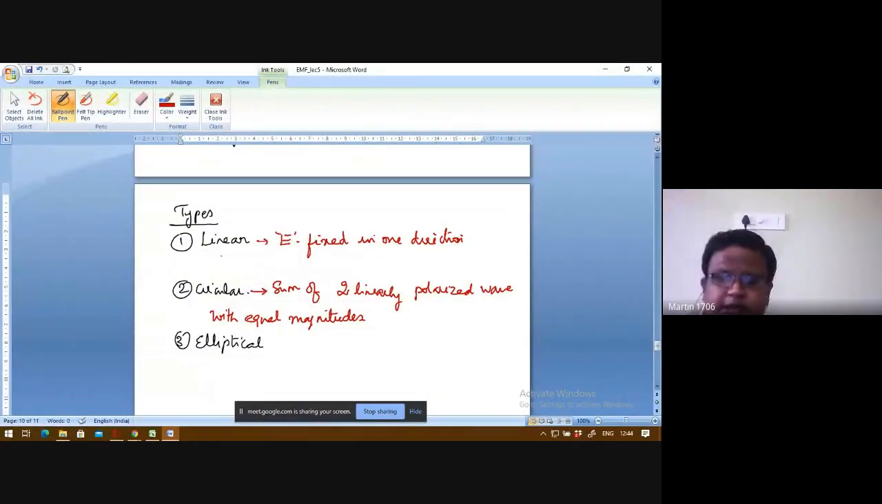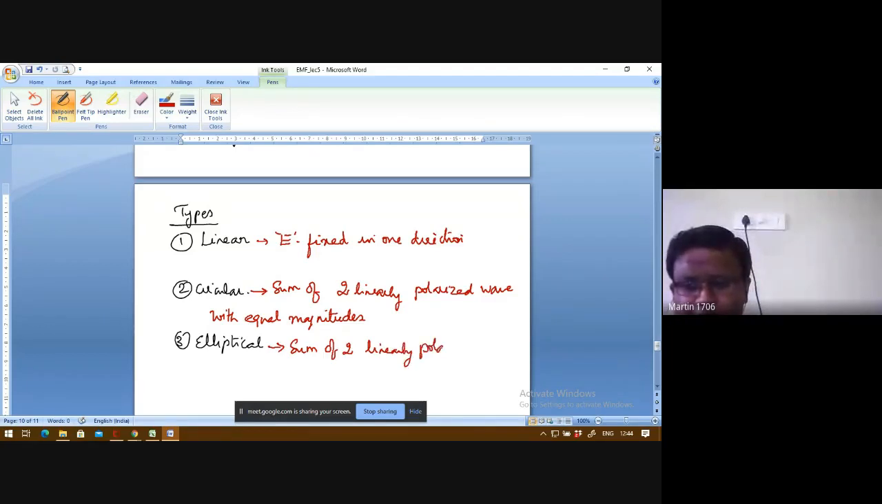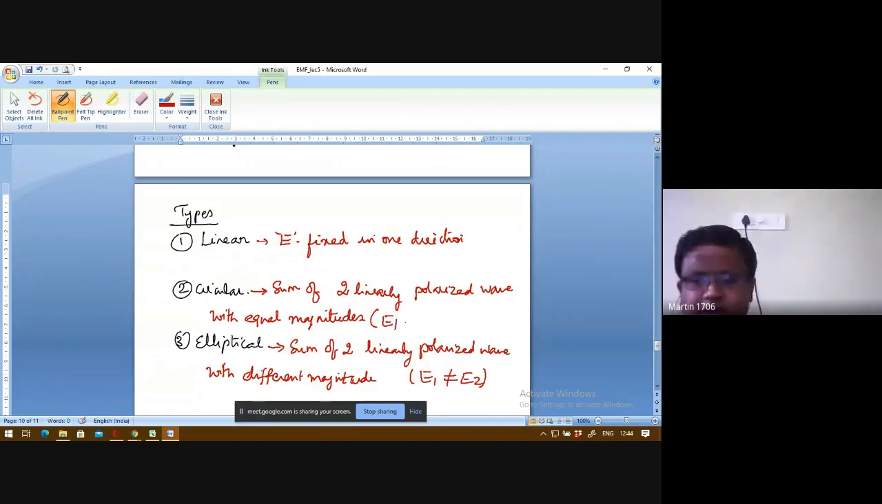The first type is linear. The sum of two linearly polarized waves with equal magnitude is called circular polarization. The sum of two linearly polarized waves with different magnitudes is called elliptical polarization, where E1 and E2 are not equal, whereas here E1 and E2 are equal. In linear polarization, only a single electric field will be there, and it will be only the propagation of the signal alone. It is the E field.